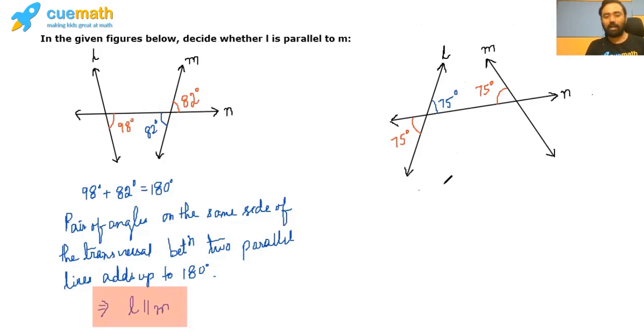So here, if we add the two angles, 75 degrees and 75 degrees, the sum is equal to 150 degrees, and this is not equal to 180 degrees. So to answer this part of the question, we can say that L is not parallel to M. So basically, the vice versa of all these conditions is also true, and we can use the conditions to state whether given lines are parallel or not. Let us now move on to the next question.